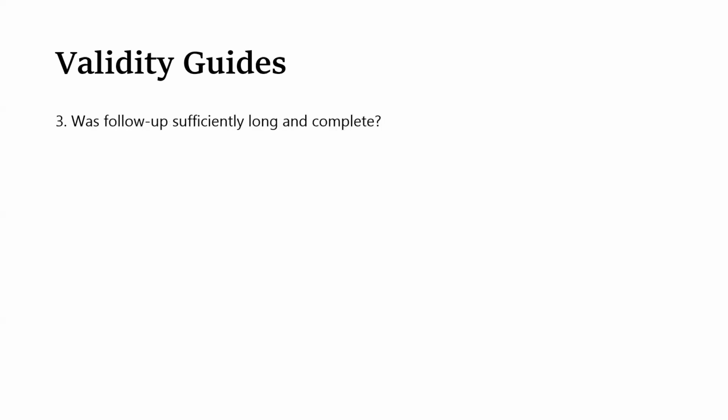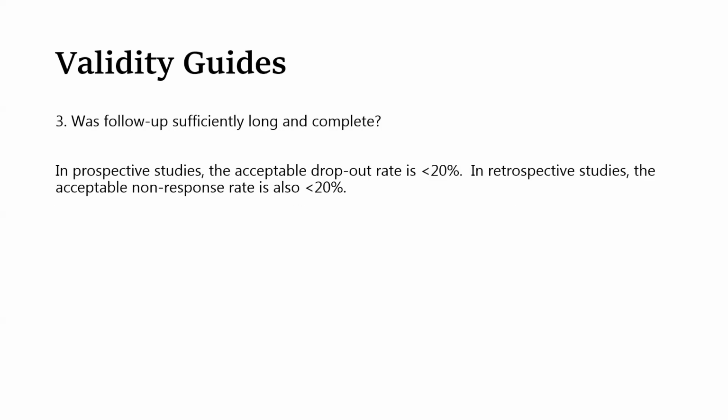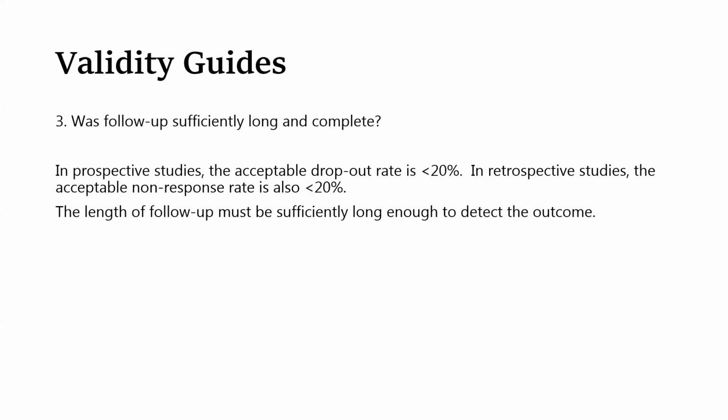The third validity guide is, was follow-up sufficiently long and complete? Loss to follow-up can introduce bias because the patients who are lost may have different outcomes from those patients still available for assessment. For example, the reason that they may have dropped out is because they started feeling the ill effects of the exposure. So in order to be valid, the acceptable dropout rate is less than 20%. The length of follow-up must also be sufficiently long enough to detect the outcome. This requires some knowledge of the pathology of the disease.